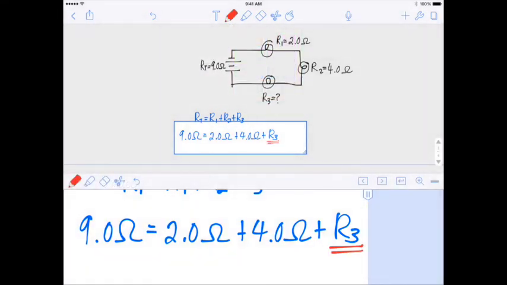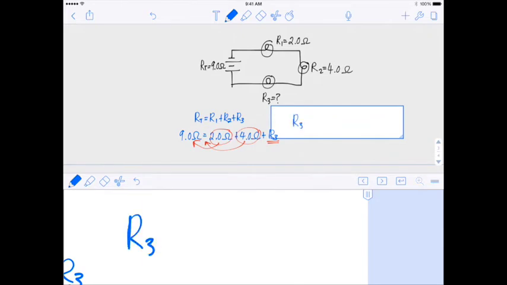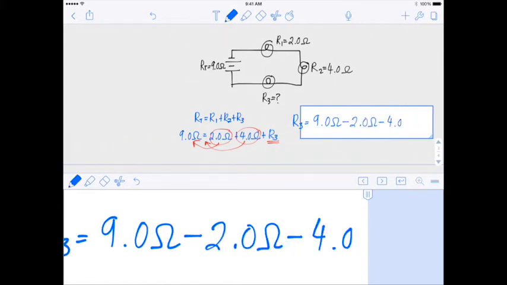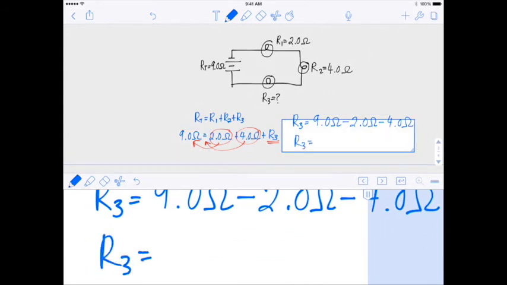If we want to isolate for R3, we have to take these variables and bring them over the equal sign. When we do bring variables over the equal sign, their sign changes. So these will go from being positive to being negative. So once we bring them over, we write the expression as R3 is equal to 9 ohms minus 2 ohms minus 4 ohms. If you simplify this in your calculator, you will see that you get an answer of 3 ohms.